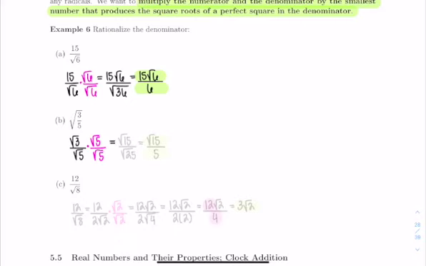So we multiply across the top. That gives me the square root of 15. And we multiply across the bottom, which gives me the square root of 25. We can't simplify the square root of 15 at all, but the square root of 25 is 5. Having radicals in the numerator is 100% fine. It's just the denominator that causes issues.